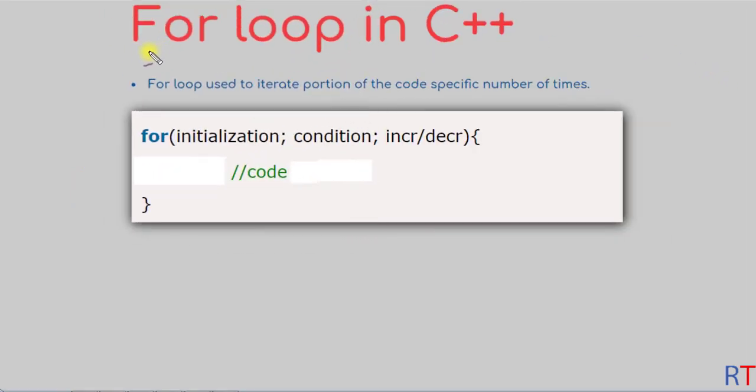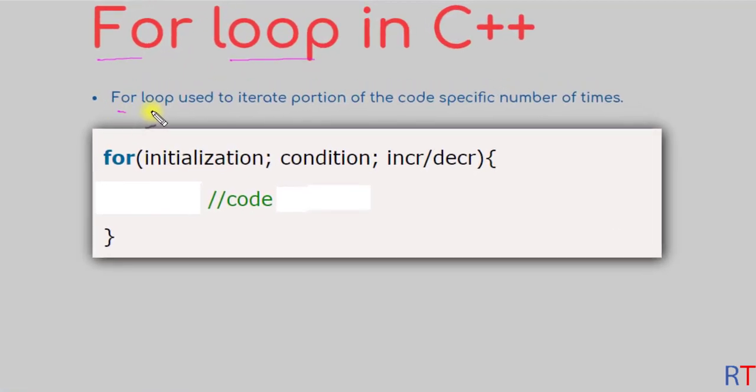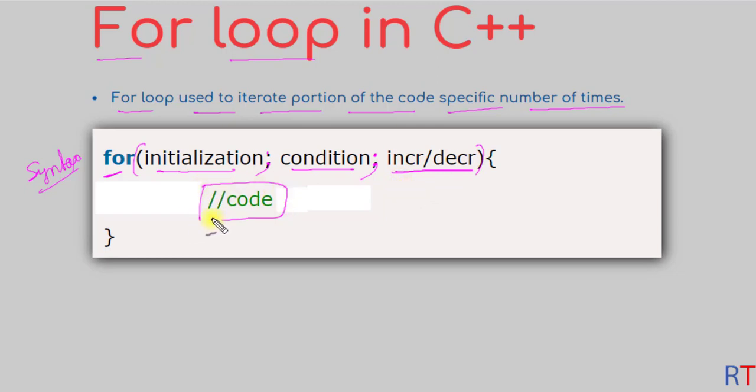So first we are going to talk about the for loop. The for loop is used to iterate a portion of the code a specific number of times. And the syntax of the for loop is, first we have the for keyword, and inside the parenthesis we have the initialization statement, and then one semicolon, and then we have the condition statement, and after the semicolon we have the increment or decrement statement. And then the code we write inside the curly braces will be repeatedly executed so many times.